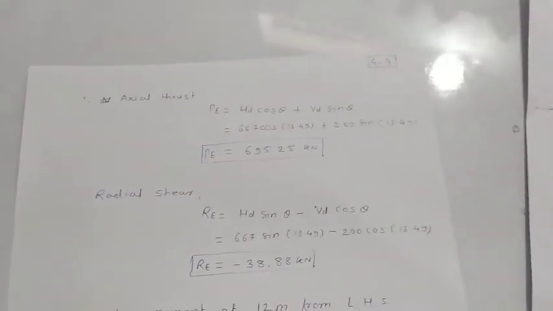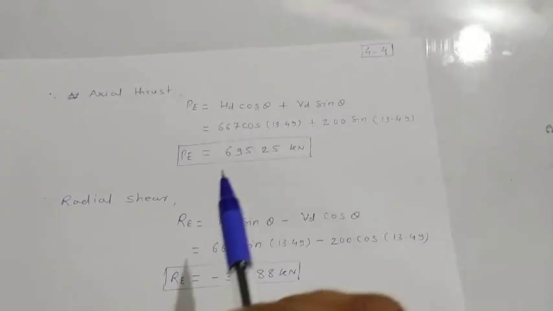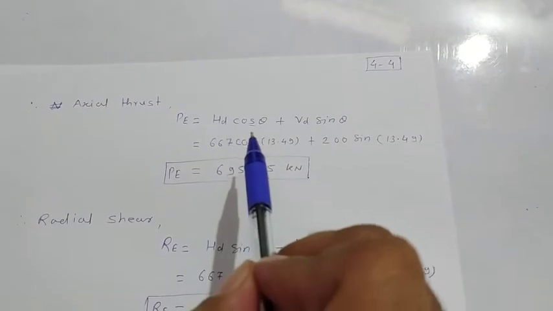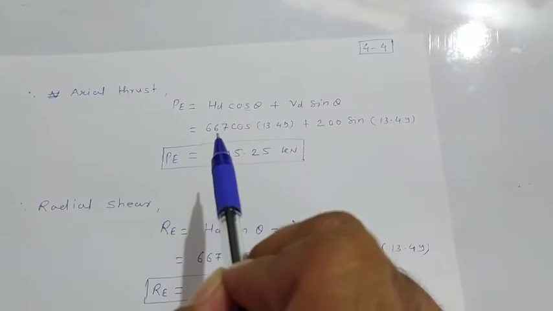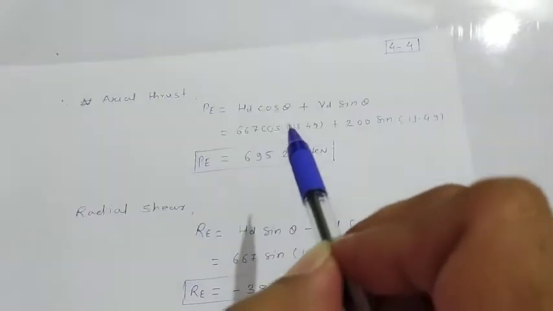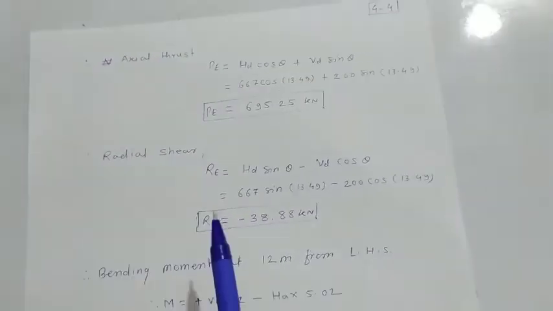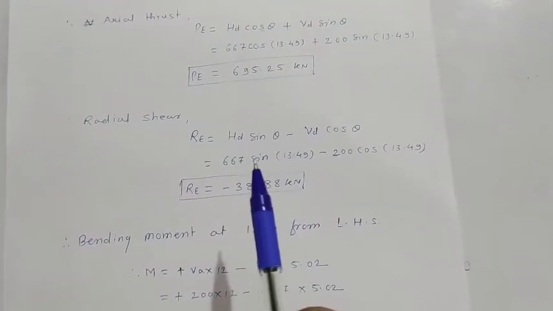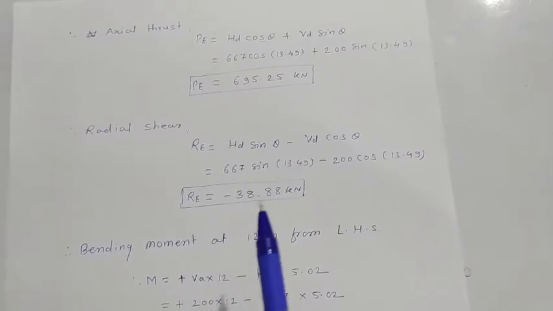Now next, we have the formula of axial thrust and radial shear. So first, what is axial thrust? Hd cos of theta plus Vd sin of theta. Now put the value of Hd and Vd and theta. From this equation you will get the value of axial thrust. Axial thrust and normal thrust both are same. Now radial shear is Hd sin theta minus Vd cos of theta. If you put all the values, you will get the radial shear 38.88 kilonewton.